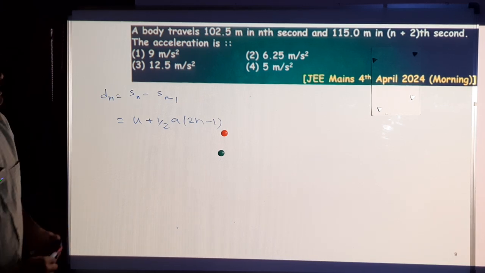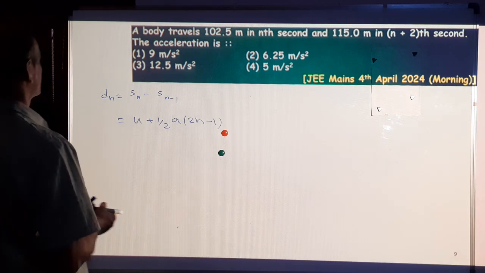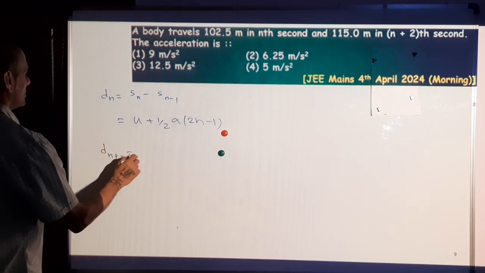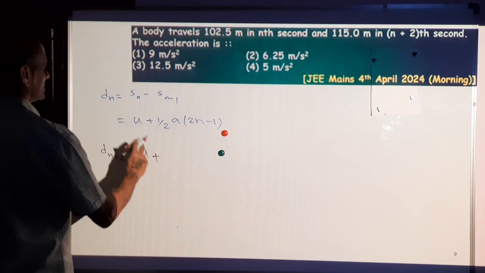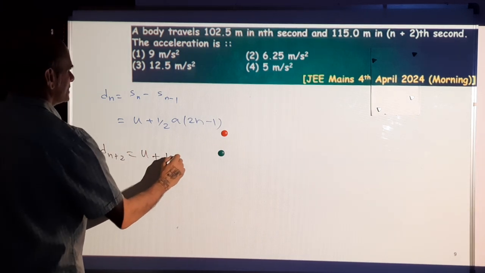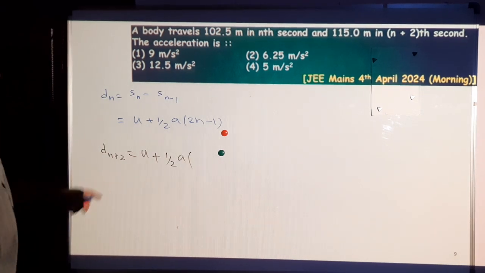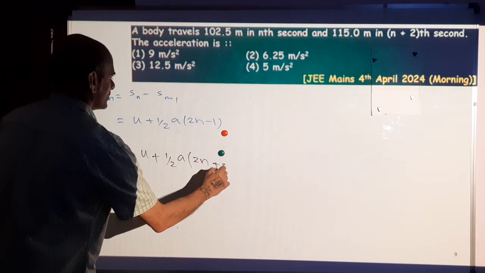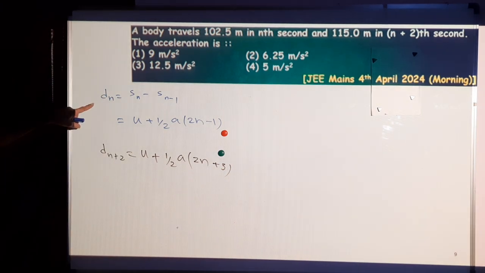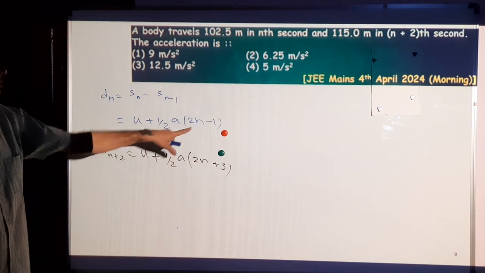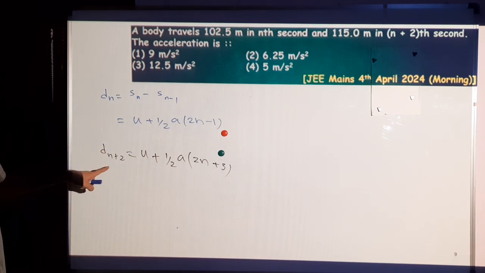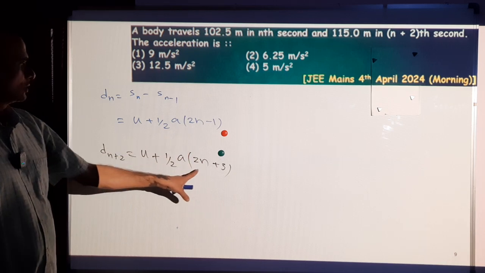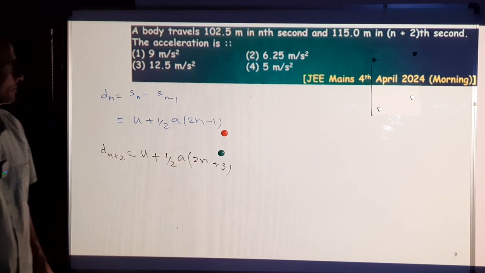So the first one, distance traveled in nth second is this one, and distance traveled in n plus 2th second: u, this interval is 1, and then half a, instead of n, you have to put n plus 2, so it will become 2n plus 3. This is the formula for distance traveled in nth second. So in this, if you put n equal to n plus 2, it will give you the expression for distance traveled in n plus 2th second. If you put n plus 2, 2n plus 4 and minus 1 will become plus 3.